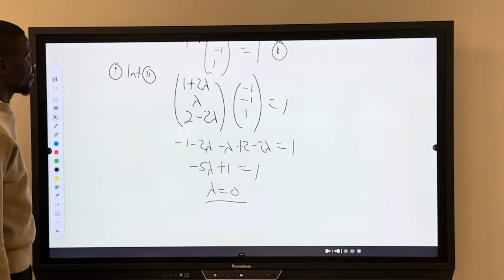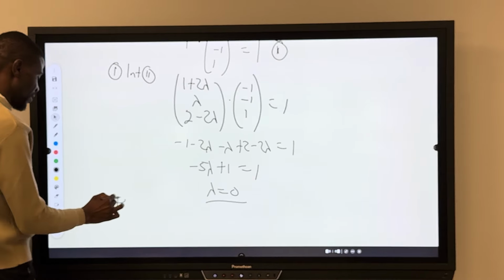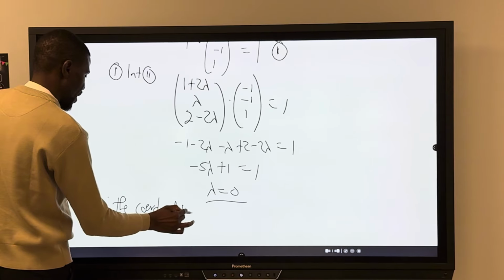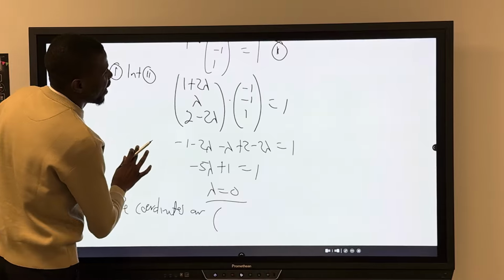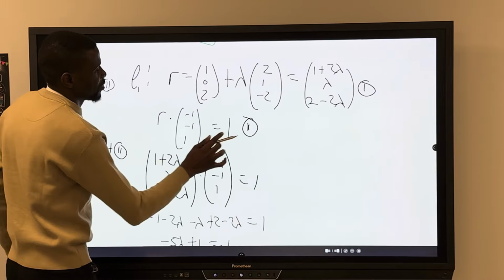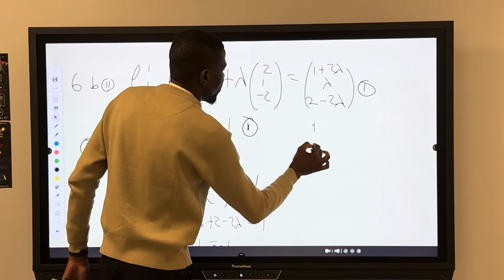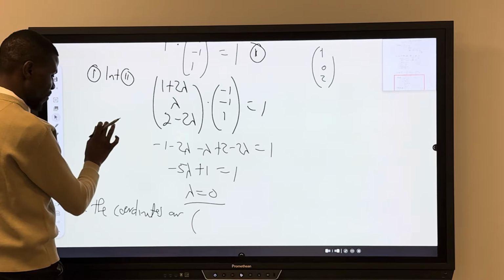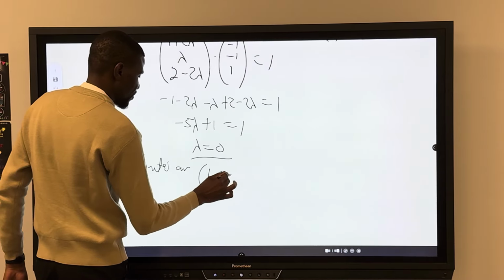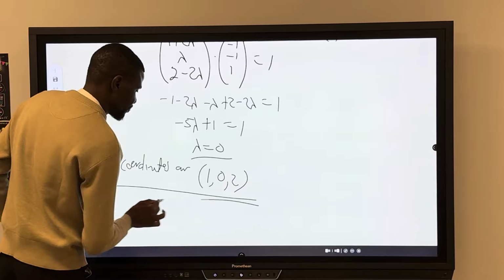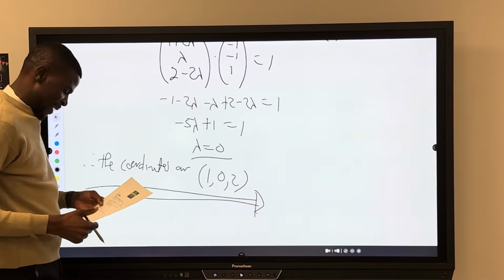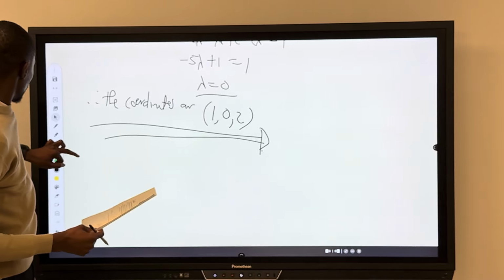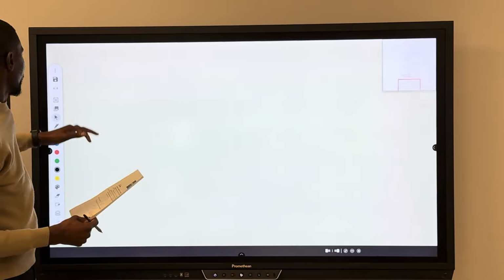So when lambda is equal to 0, the coordinates are, so now I need to take that. If I plug in 1 plus 0, it's going to be 1, 0, 2. So the coordinates are 1, 0, and 2. Right. Okay. Then we move on to item 3.